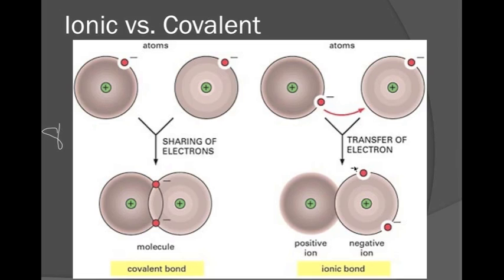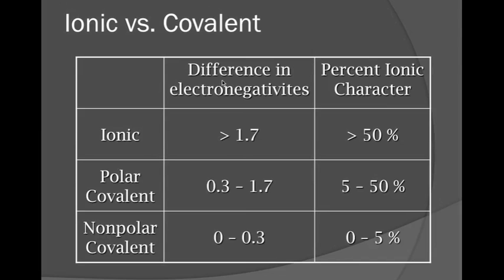One of the main things we need to know is that ionic is between a metal and a non-metal, and covalent is between a non-metal and a non-metal. So ionic: metal, non-metal. Covalent: non-metal, non-metal. And we have the transferring of electrons in ionic, and the sharing of electrons in covalent.